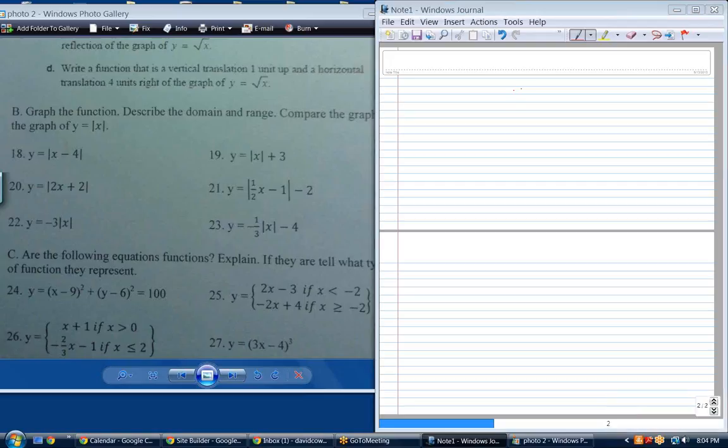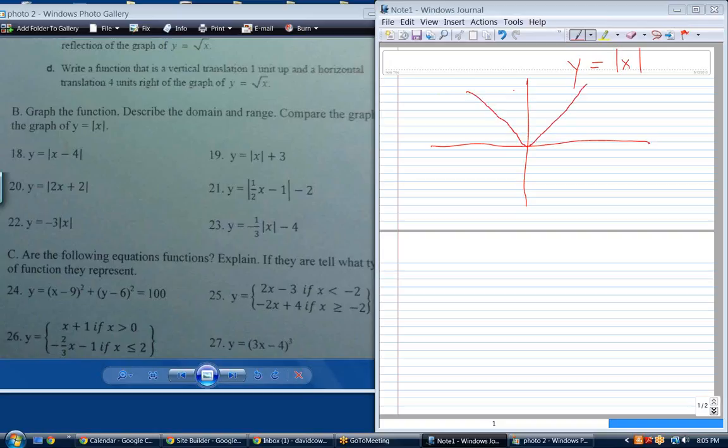Okay, remember what the parent function looks like on the absolute value? For number 21, right? Well, we did 21 last week, so let's look at 22. What is the parent function, which is y equals absolute value of x? What does that look like? Remember, that's the one that looks like a V?